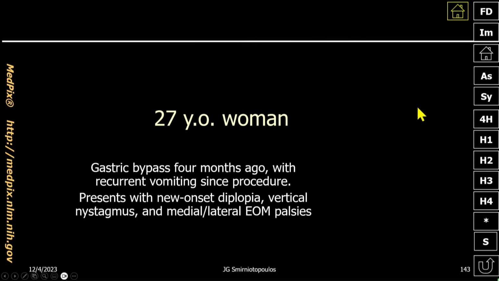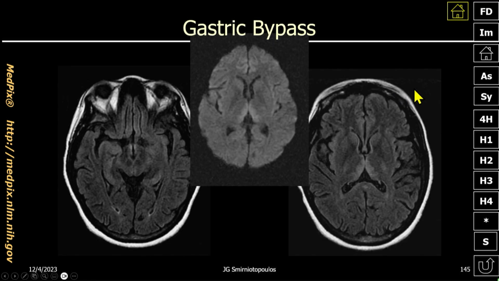Okay, let's look at another case, and you might actually save somebody's life with this case as well. 27-year-old woman. She had a gastric bypass 4 months ago with recurrent vomiting since the procedure, okay? So we've got this history of gastric bypass, and we're looking here at the scans, and there's no midline shift, there's no herniation here, there's no focal mass lesion, but there's an abnormality here in the medial part of the thalami, which you should probably learn to pick up.